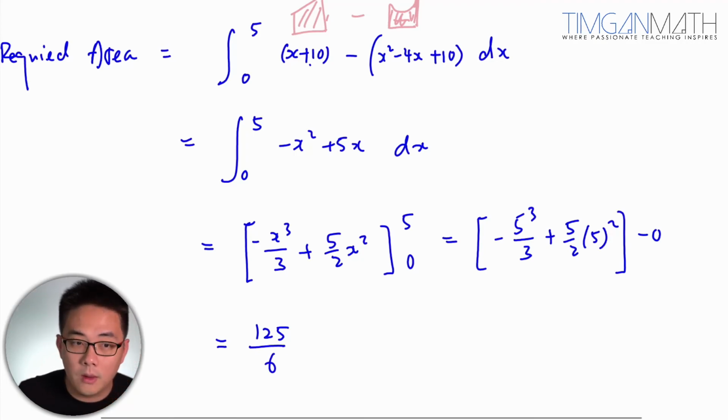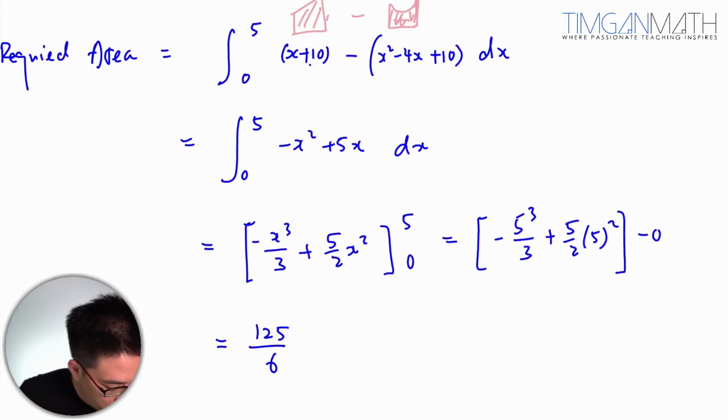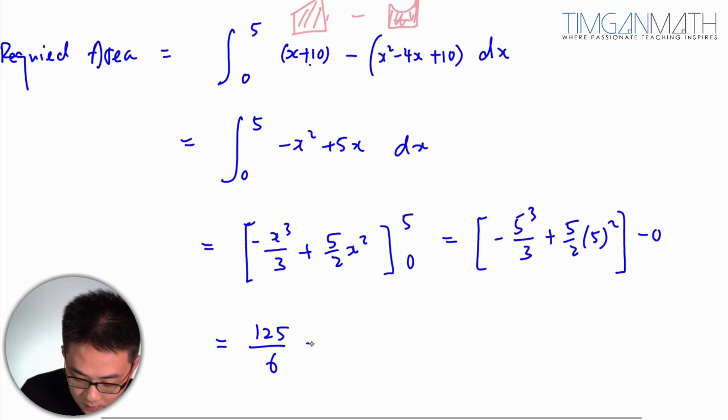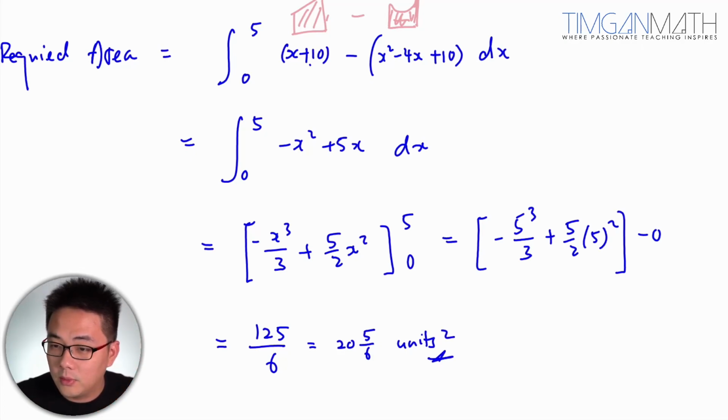You could express it in terms of square units as a proper fraction. So this will be 20 5 over 6 square units. Yep, this is how you do this question proficiently.